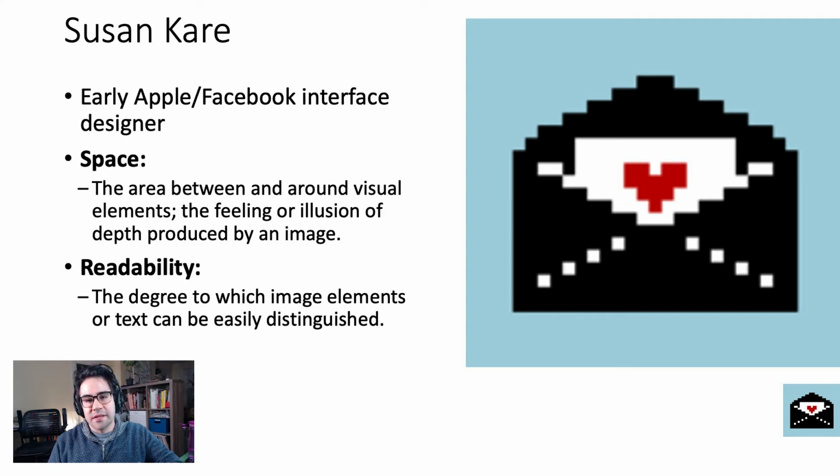This actually gets us to the second part of the space definition, which is the feeling or illusion of depth produced by an image. And this careful attention to space is what gives this image good readability at small scale. So it's easy to distinguish all of the visual elements that are most important.